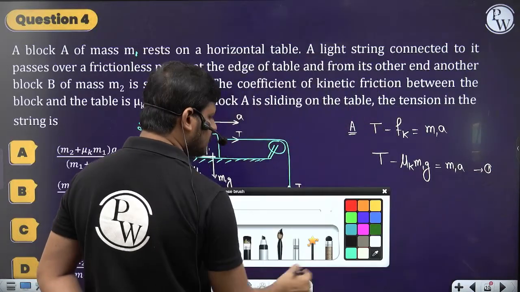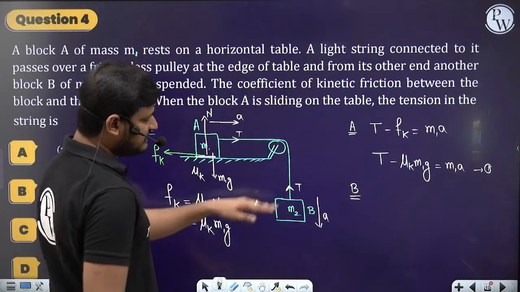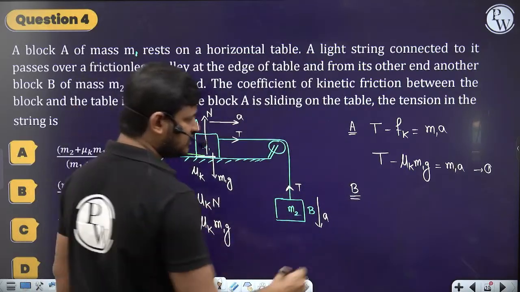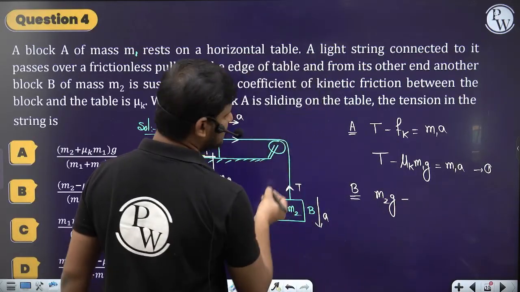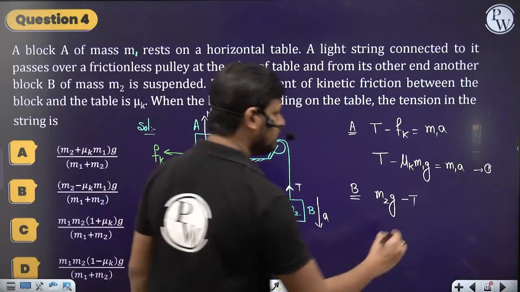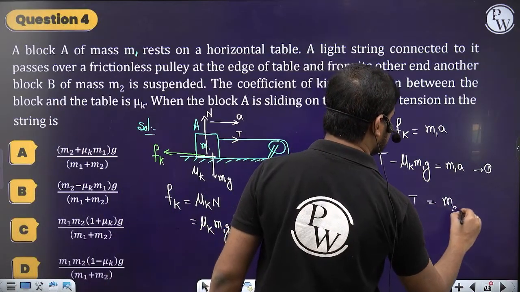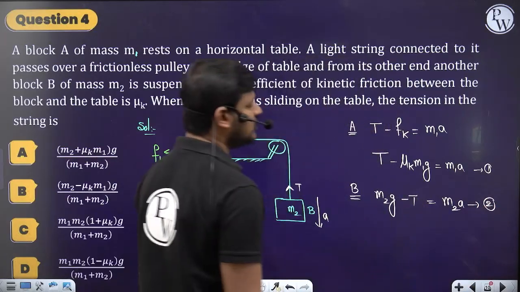Now write for the block B. For the block B, the acceleration is downside. That's why obviously the weight m2g is more than the tension. So m2g minus T is equals to mass into the acceleration, m2a. Let it be equation number 2.